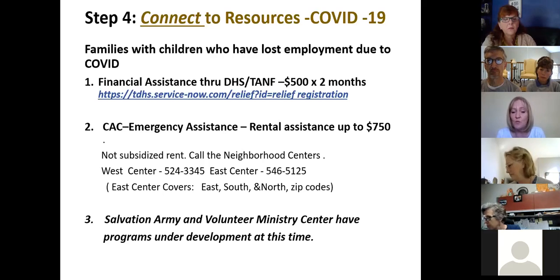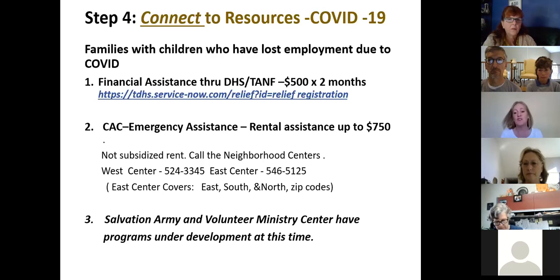The reality is, what I want everybody to understand is that the money that CAC got could probably help maybe 150 families. That's a pretty small number when you look at our population. The money Salvation Army, Volunteer Ministry Center, and Compassion have can help some families too, but this is not going to help everyone. So I do think that churches are going to have to step in.